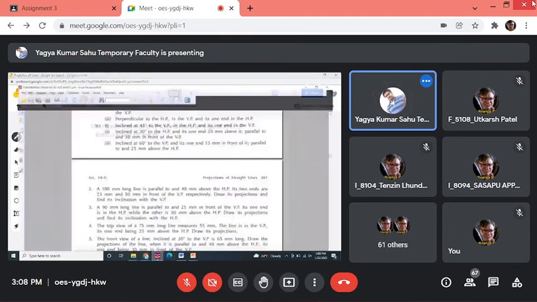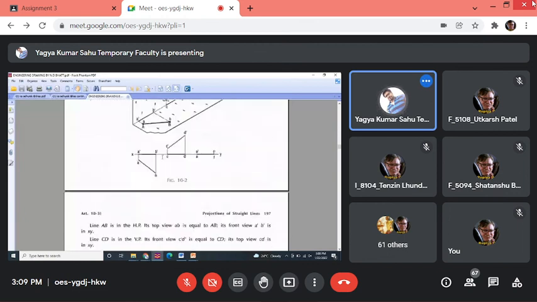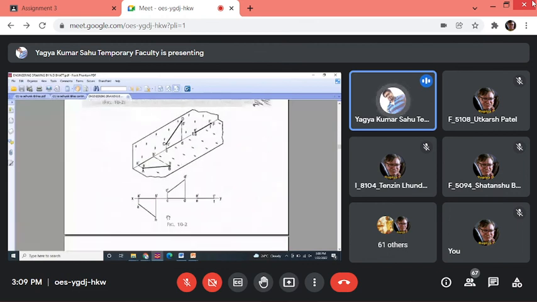You can see this in all three cases of this example. You can see line AB is parallel to HP and inclined to VP. So how is the front view formed for line AB? Front view A dash B dash is short length parallel to XY. And what about the top view? True length with the true inclination. Is it? This image should always be in your mind.